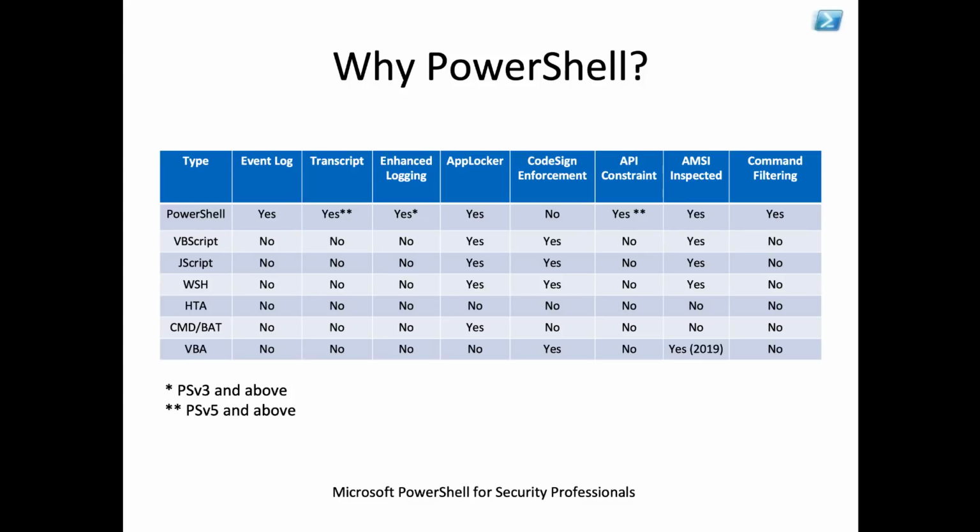CMD bat files, well, event log, no. Transcripts, no. Enhanced logging, no. Some AppLocker controls. Code signing, no. API constraints, no. AMSI, no. Command filtering, no. Then we go into VBA, event log.